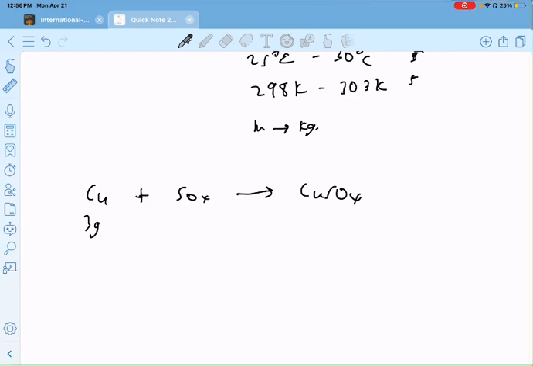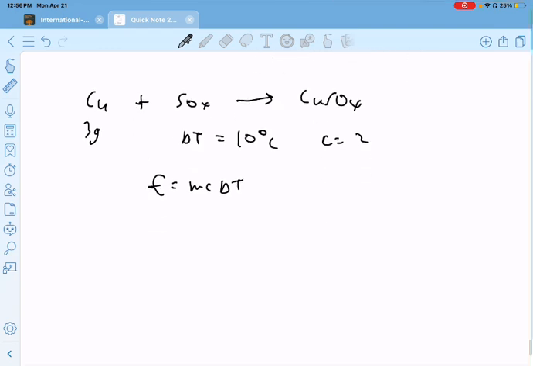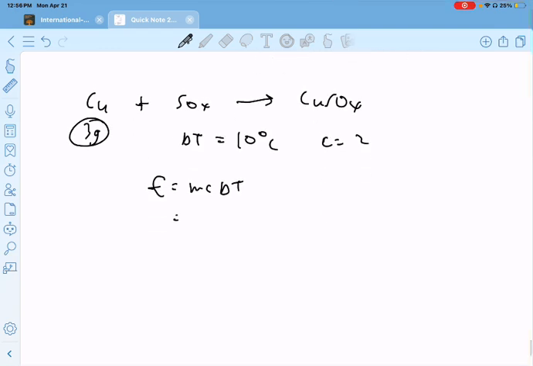What will you do? You will find E equals mc delta T. They'll tell you the change in temperature is, let's say, 10 degrees Celsius, and they will give you C as 2, okay? Let's say C, the specific heat capacity of the solution, is 2, okay? You will convert this mass to kg, so it'll be 3 divided by 1000 to get 0.003 kg. And you plug these values into the equation. You get 0.003 times 10 times 2. This will give you 0.03 times 2, which is 0.06.